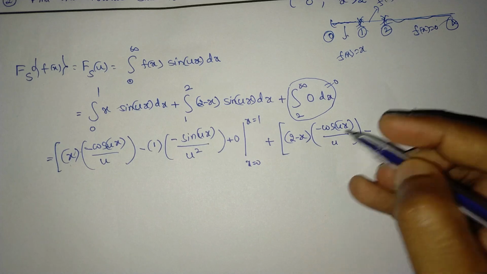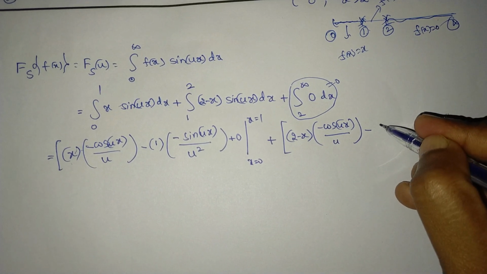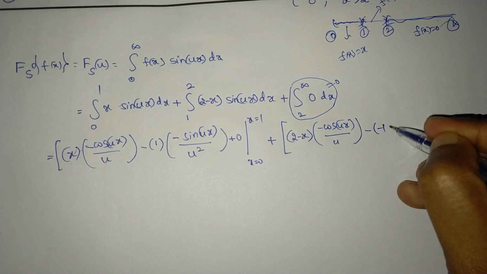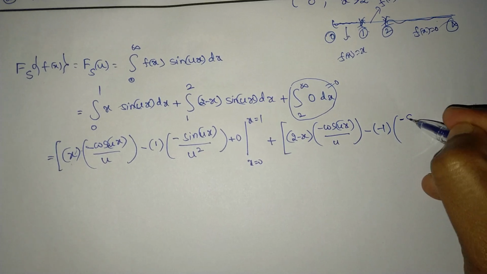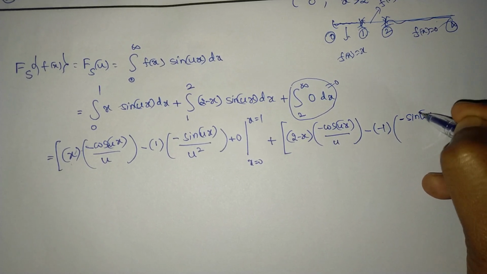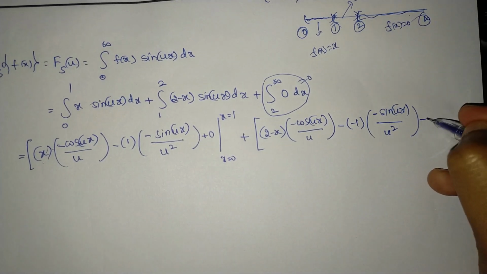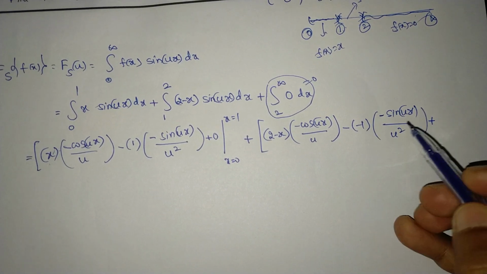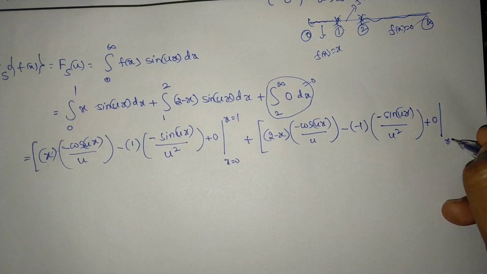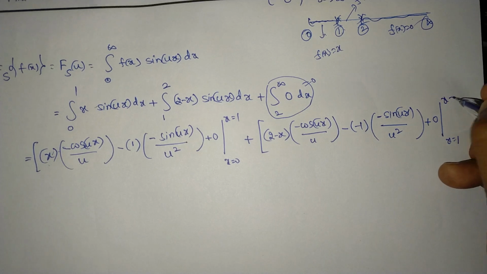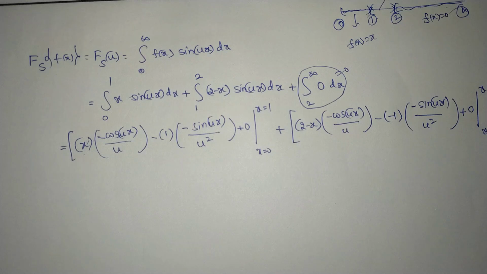What is the differentiation of 2 minus x? The differentiation of 2 is 0 minus the differentiation of x is 1. So it is minus 1. And the differentiation of minus cos ux by u is minus sine ux divided by u into u. It is u square. Plus, we should perform differentiation integration. What is the differentiation of minus 1? It is 0. So this is the upper limit and this is the lower limit and this is the upper limit, right? So let us simplify this.